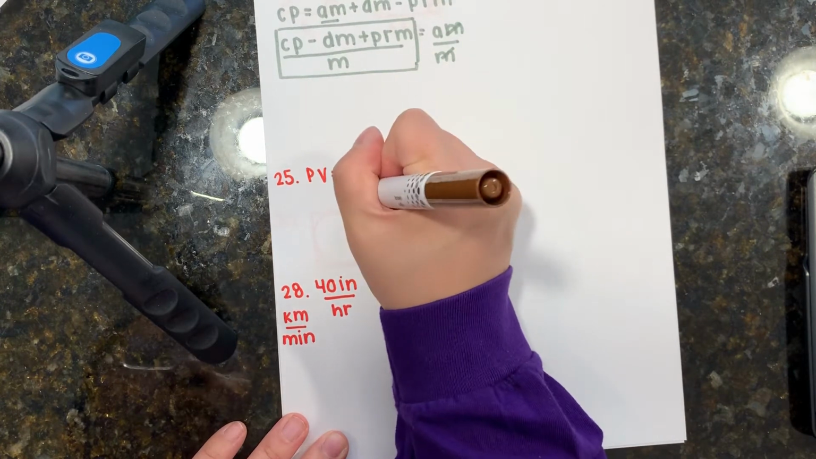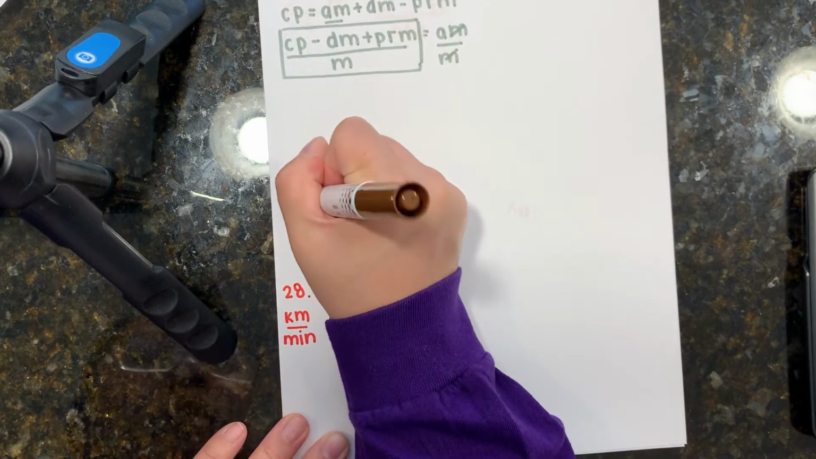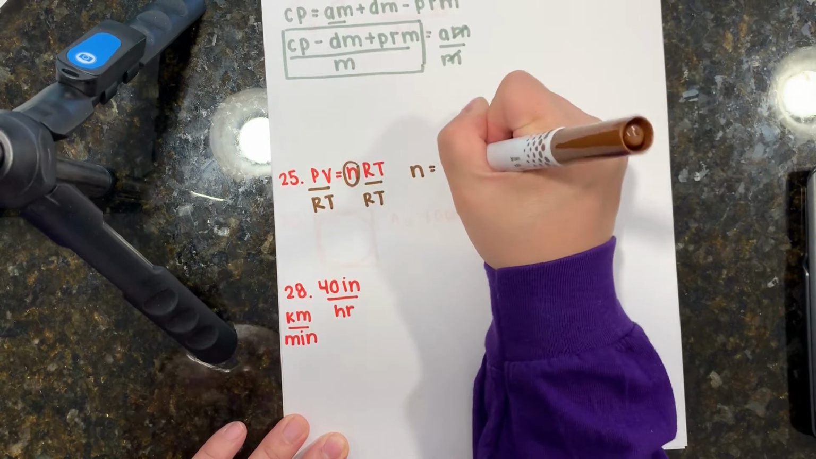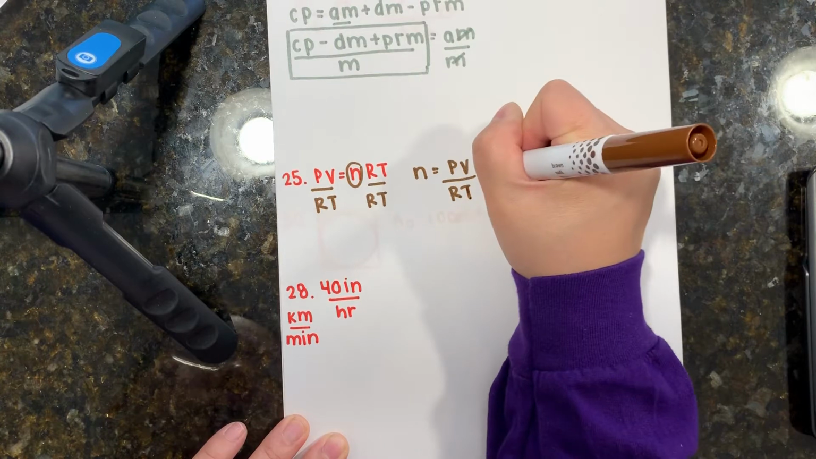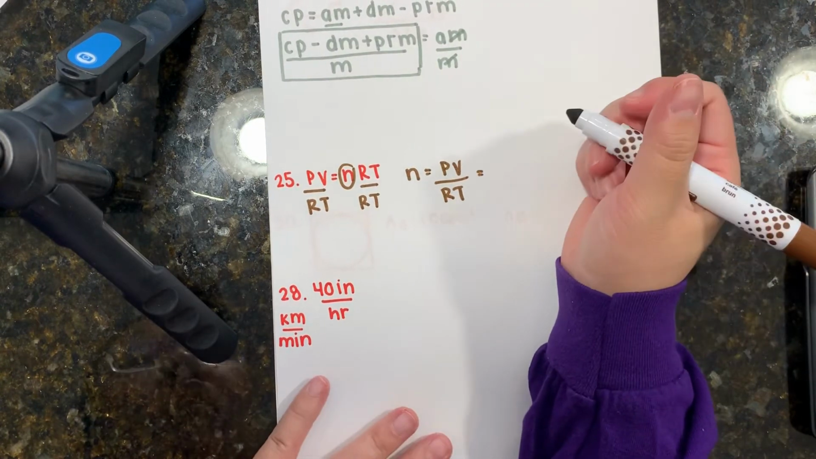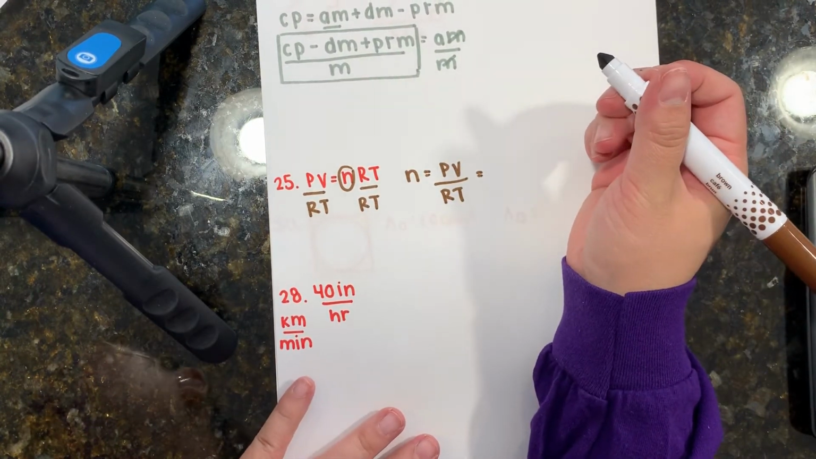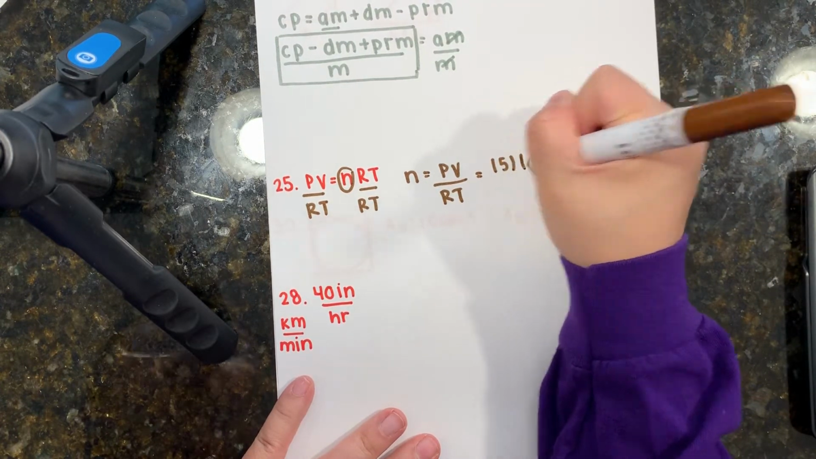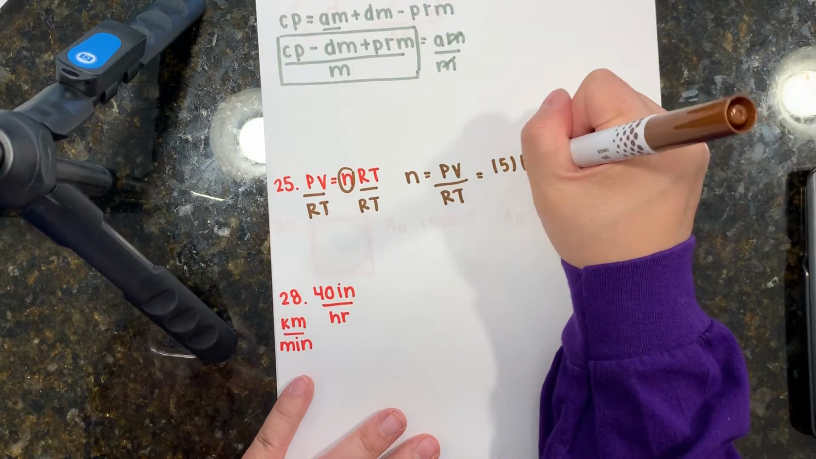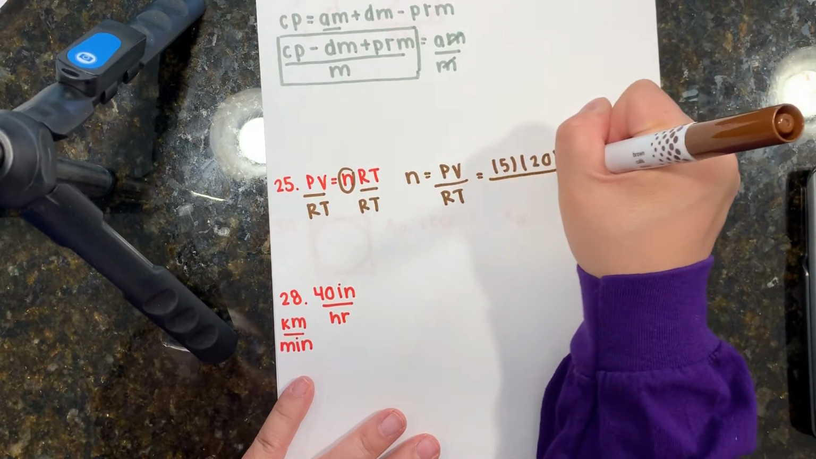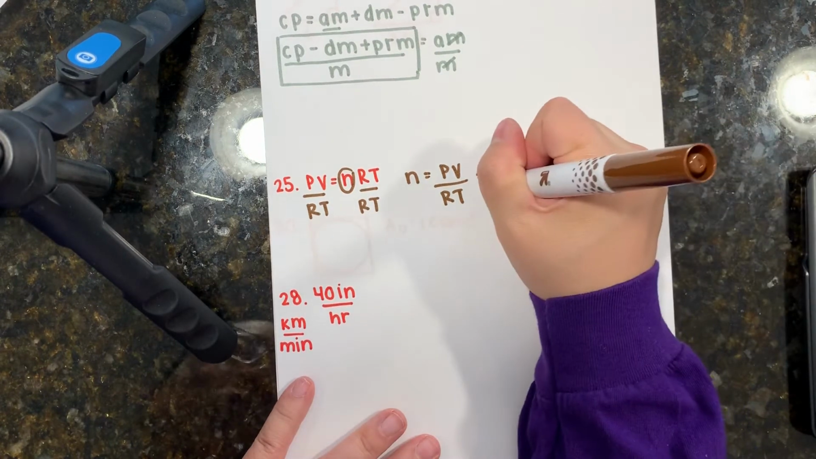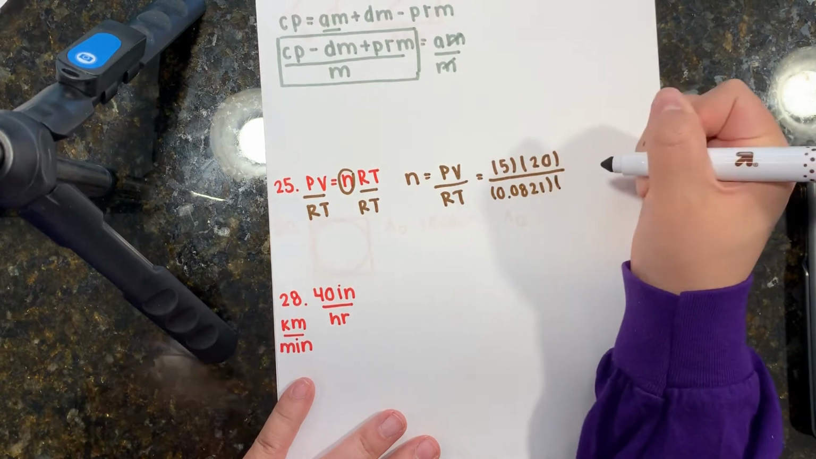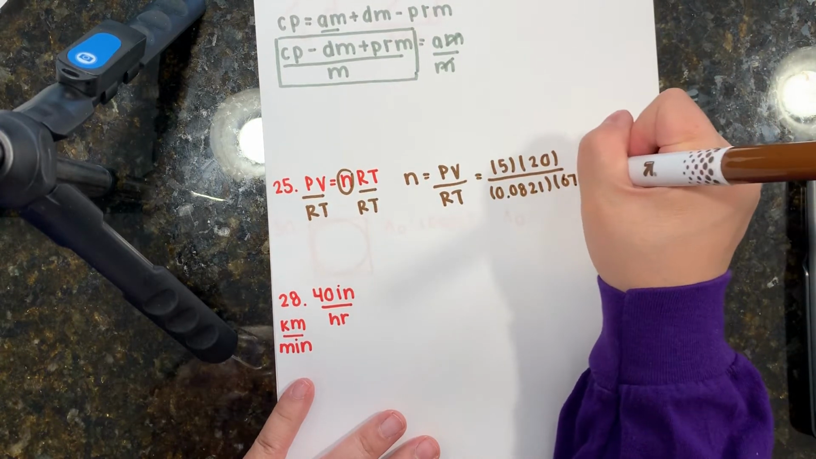So I'm going to divide both sides by RT. So I have n equals PV over RT. My P is my pressure. They give us that the pressure is 5, so that'd be 5 times the volume, which is 20. Our R is constant, remember, so that would be 0.0821. And then my temperature is 673.